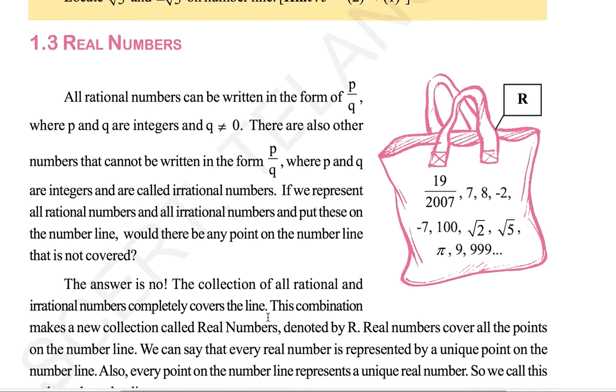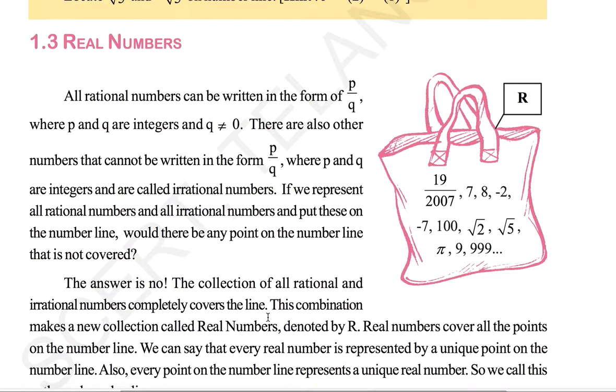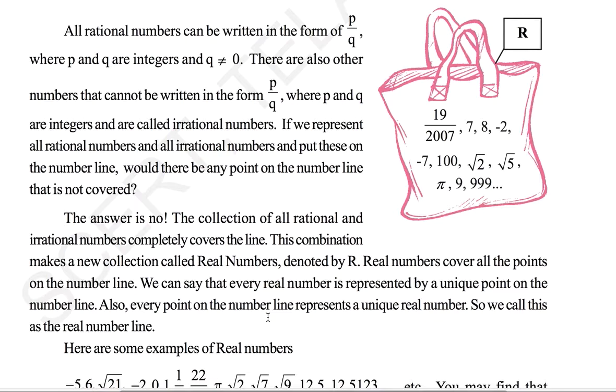Real numbers. All rational numbers can be written in the form p by q, where p and q are integers, q not equal to 0. There are also other numbers that cannot be written in the form p by q, where p and q are integers, and these are called irrational numbers. If we represent all rational numbers and all irrational numbers on the number line, would there be any point on the number line that is not covered? The answer is no. The collection of all rational and irrational numbers completely covers the line. This combination makes a new collection called real numbers.